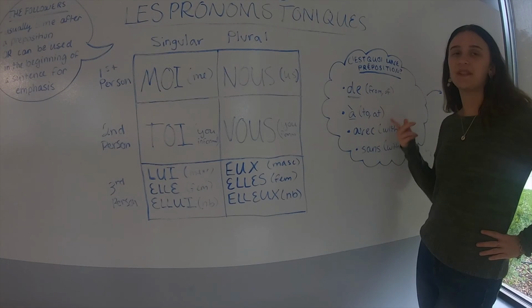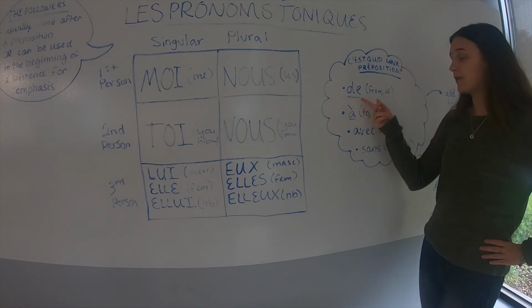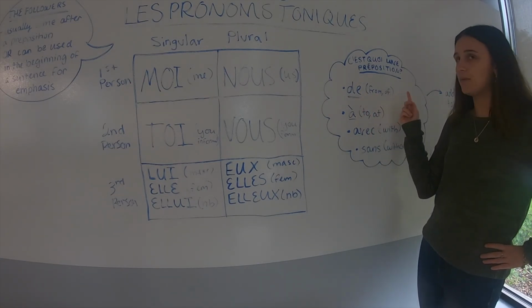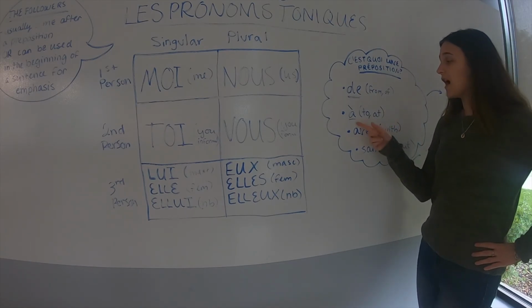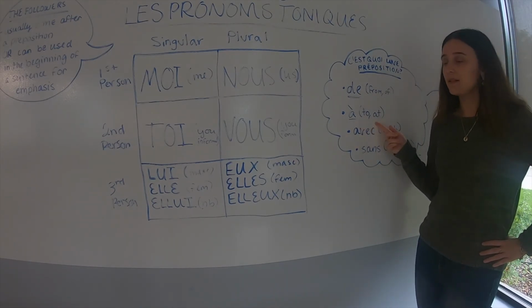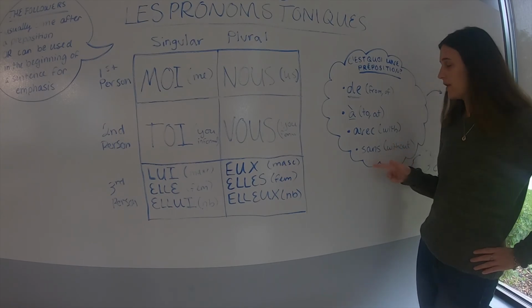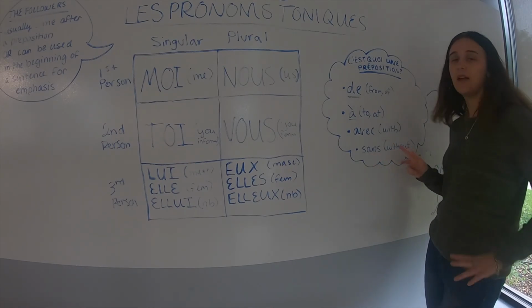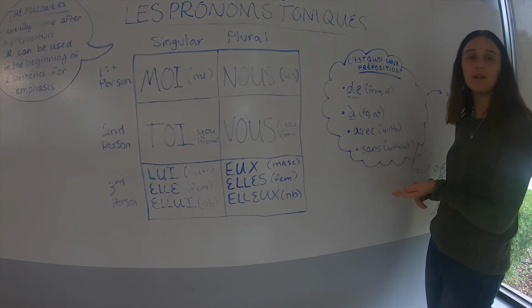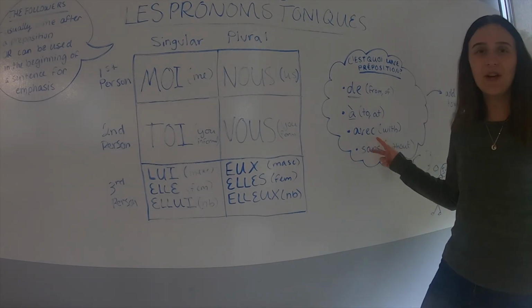Some of the most common prepositions that you see in French are de, which means from or of, depending on how you're using it. You have à, which is to or at, avec, which is with, or sans, which is without. And there's a lot more, but these are the most common ones that you guys are going to see. So let me give you an example.